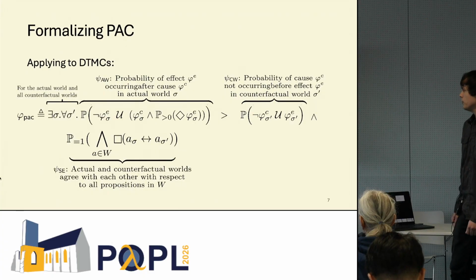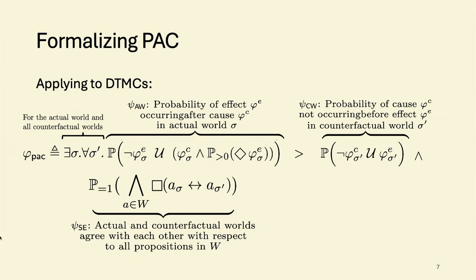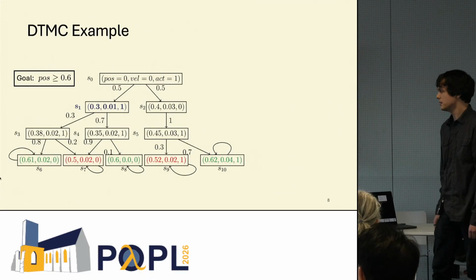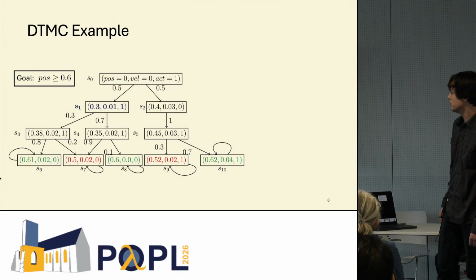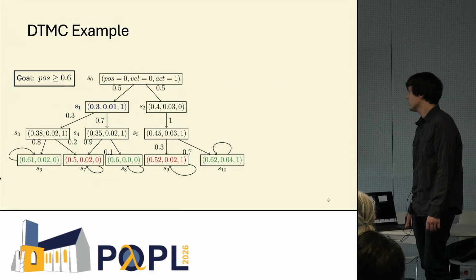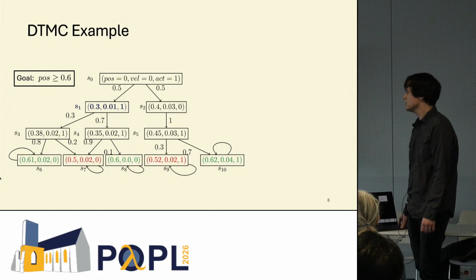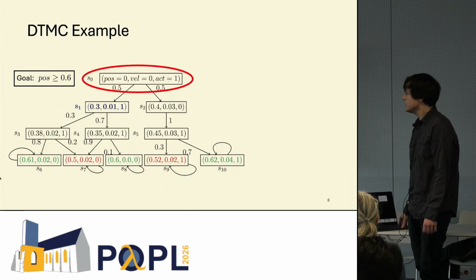And finally, we want to say that there exists an actual world that the probability is greater than all counterfactual worlds. For example, if you take a look at this DTMC, which represents the mountain car example from the beginning, and we want to reach a goal of at least 0.6 on position, each state's going to have a position, a velocity, and an action. Here you can see is our initial state at time 0.